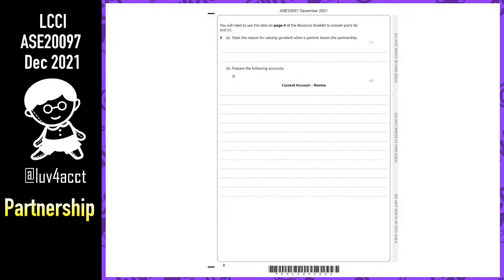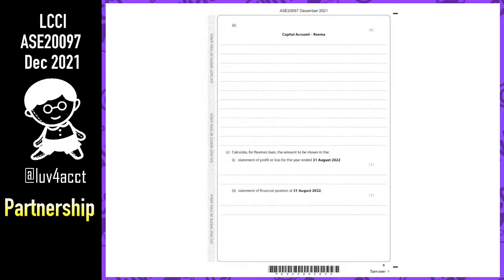State the reason for valuing goodwill. Why do we need to value goodwill? Then prepare the current account of one partner, and the capital account of that partner. There is a loan, and we have to show the amount of the loan to be shown 1 year later, 1 year afterwards. One mark, another mark.